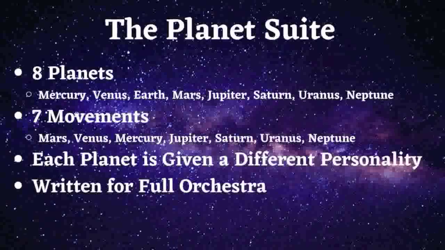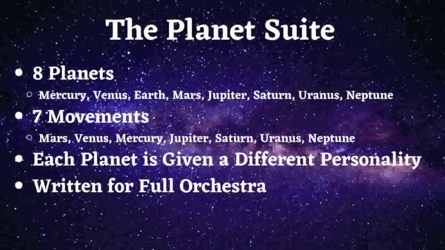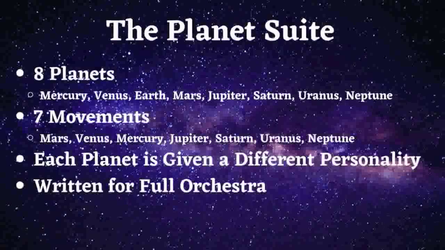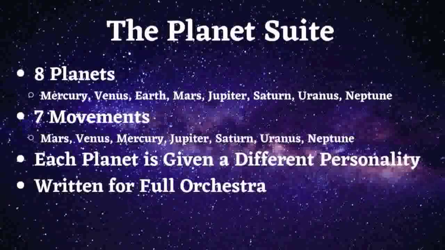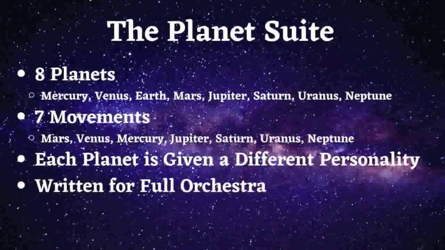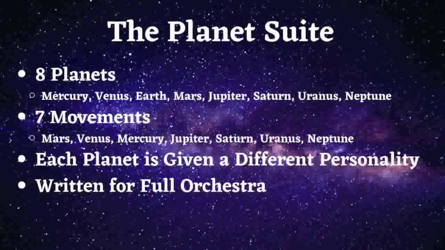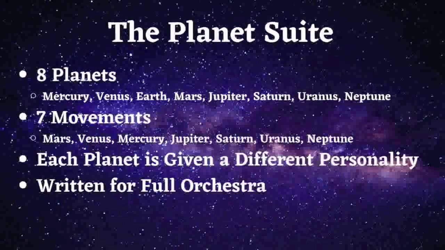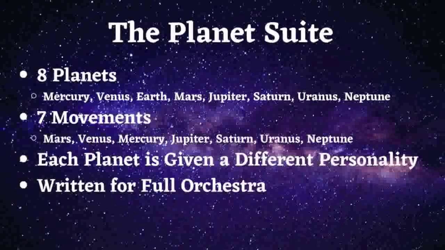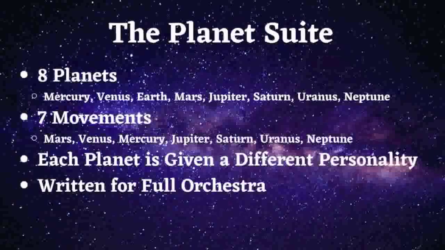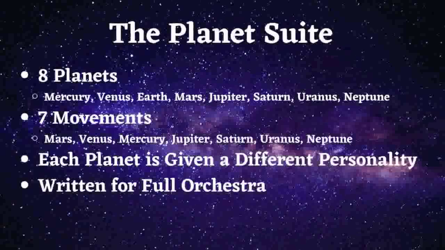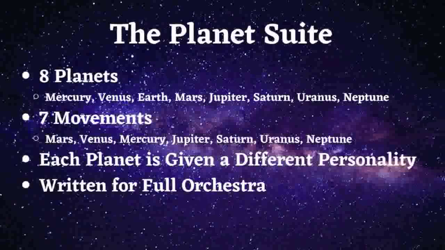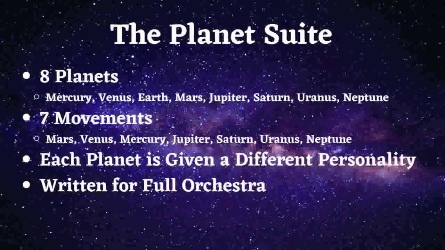So for some of my younger students, there are eight planets in our solar system: Mercury, Venus, Earth, Mars, Jupiter, Saturn, Uranus, and Neptune. The planet suite has seven movements because Holst didn't include Earth. He was talking about all the different planets that aren't our planet. And they're not quite in order the way we think about our planets. They're in a different order. It's Mars first, then Venus, Mercury, Jupiter, Saturn, Uranus, Neptune.